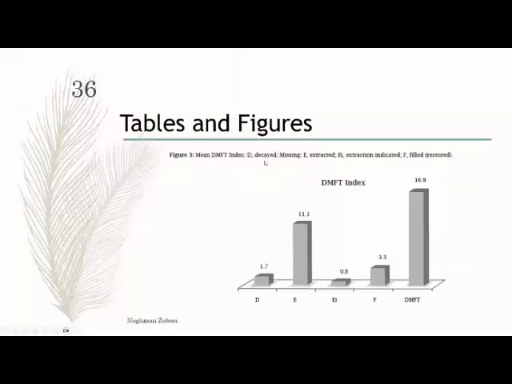Tables and figures we are discussing. Now over here we have a graph. Mean DMFT index, D is decayed, missing is M, then extracted E, then EI extraction indicated, and F filled teeth. So in the DMFT index, E and EI both would be considered as missing over here, then F filled teeth and DMFT. So this is how the graph is going to be represented.